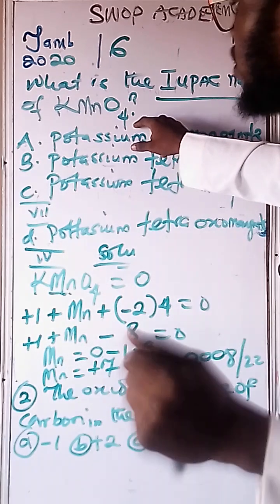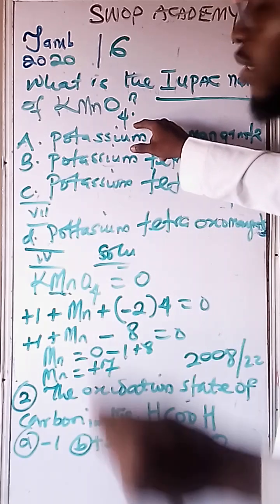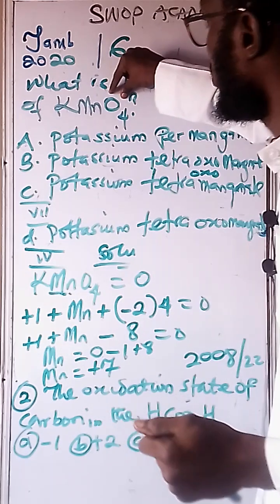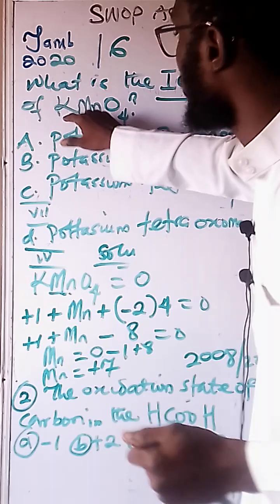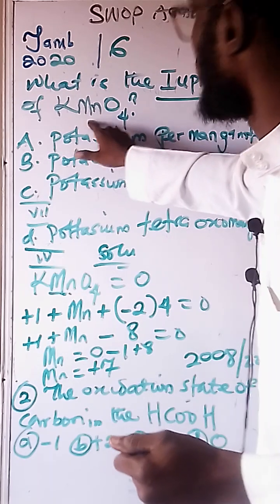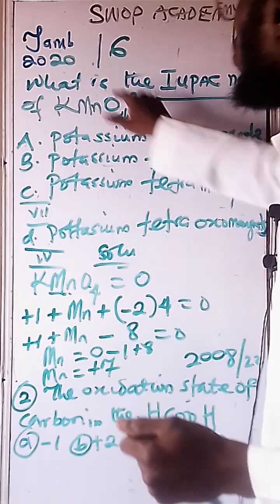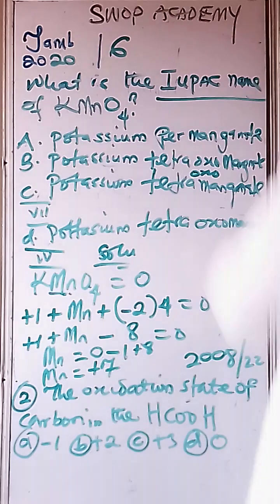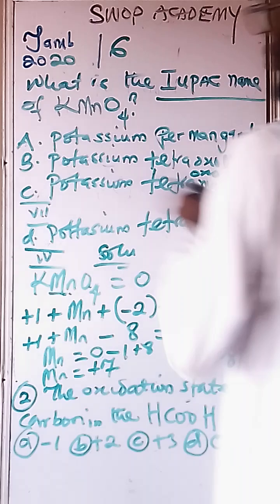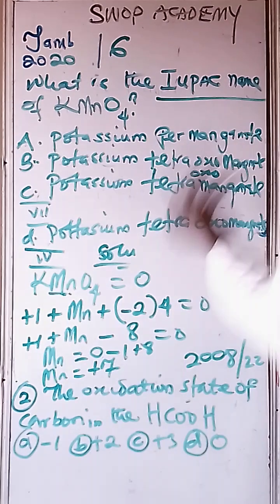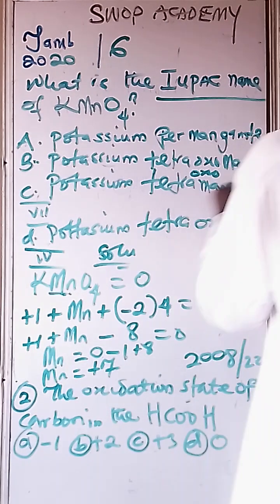Anything 7, hepta. Anything 6, hexa. Are we together? Potassium, tetra. Oxygen will change to oxo. Potassium, tetra, oxo. Manganese will change to manganate. Potassium, tetraoxomanganate 7. So we will go for the option that has that. Potassium, this will not be the answer. This will not be the answer. You can check permanganese, no. Potassium, tetra, oxo, manganese, no.